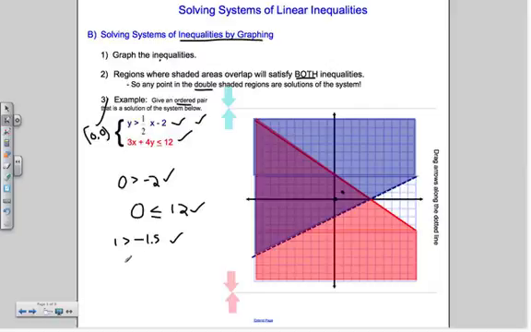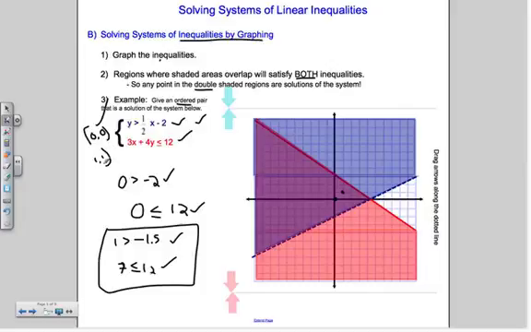Plug in 1 into here. 3 times 1 is 3. 4 times 1 is 4, and so 3 plus 4 is 7, right? Is 7 less than or equal to 12? Yeah, bing, so the point 1, 1 is also a solution to the system because it satisfies the top and the bottom inequalities. Sweet. Moving on.